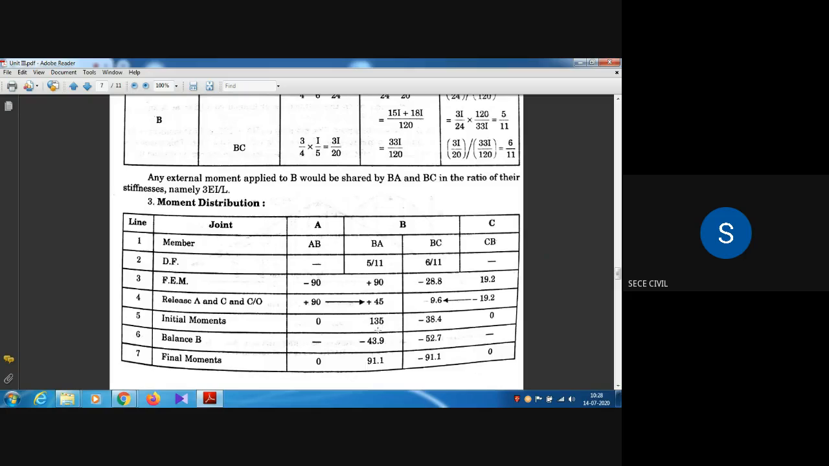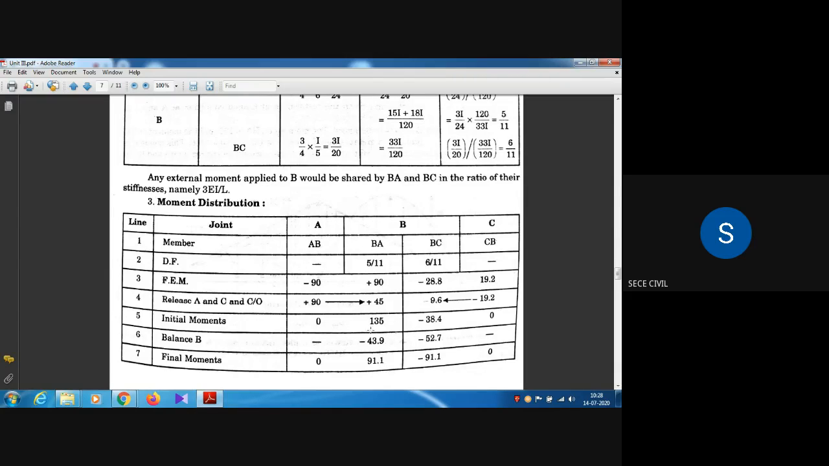Here we are getting MBA as 135, and MBC, the moment at BC. These are initial moment values only. Moment at BA is 135. Moment at BC is minus 38.4. So will this particular joint B be in equilibrium? No. If we add these two we have to get 0, but here we will not get 0. So we have to do the balancing portion, that is distribution. We have to distribute or balance.